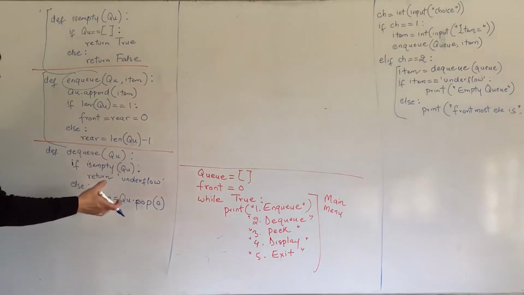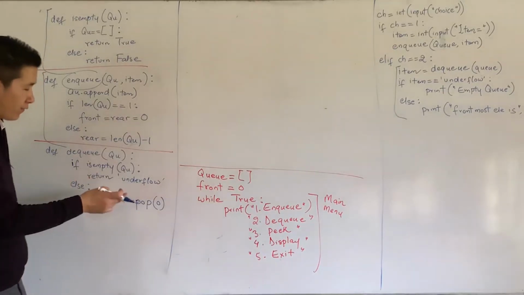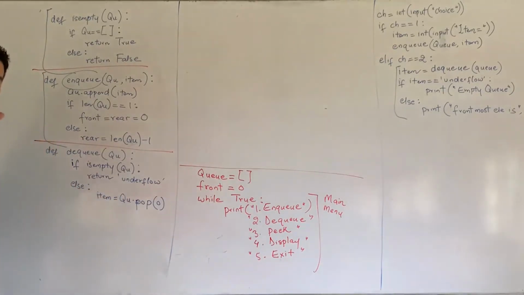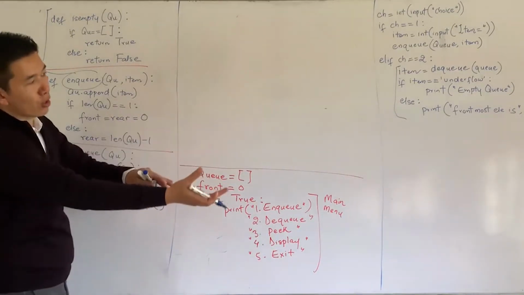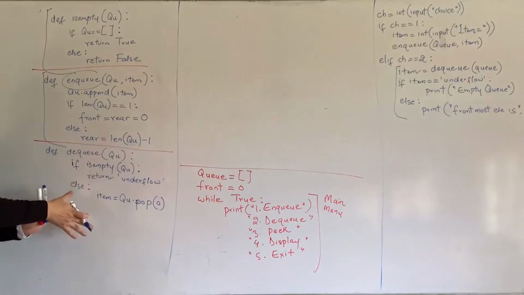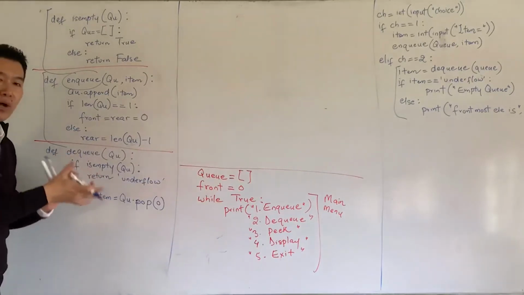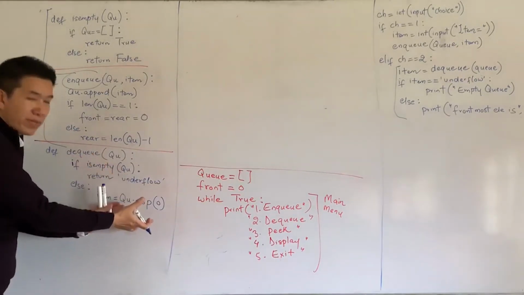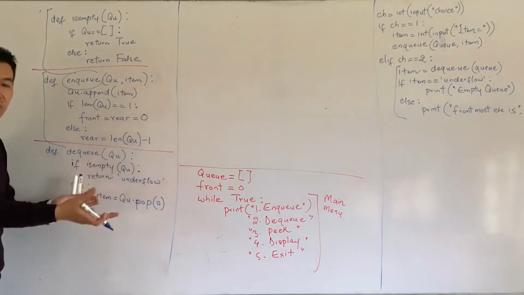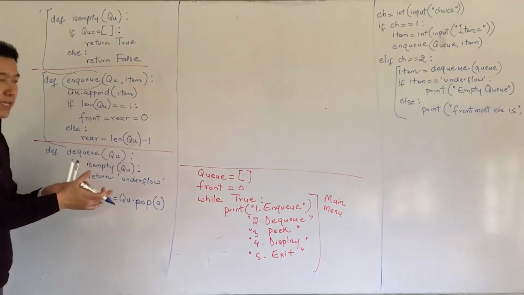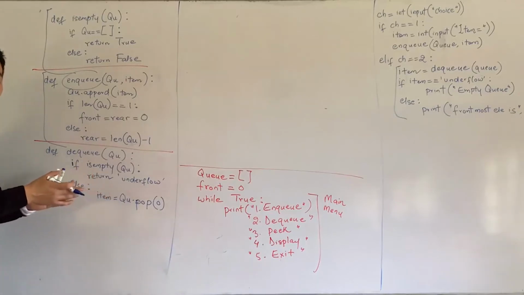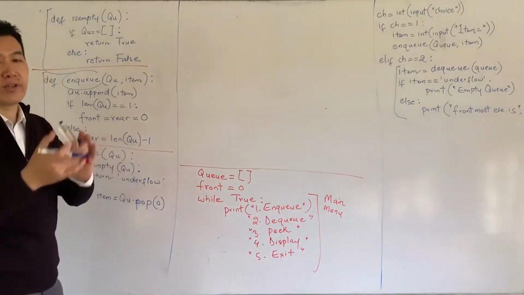But there could be a situation where you have just one element in the list. Let's say I call upon the DQ, I reach here, and you have only one element, I pop that element. Now the queue is empty. If the queue is empty, I need to change the value of front and rear to none.